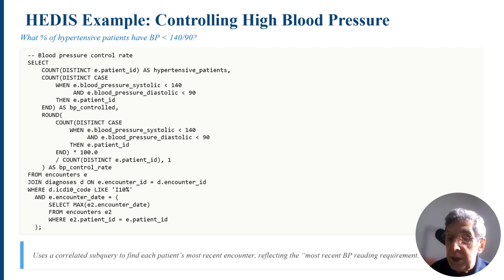This is a real HEDIS requirement. Blood pressure control is measured at the most recent reading, not an average or at some random visit. This ties directly back to the correlated subquery pattern that we learned earlier this week. So this is a great example of how the skills from earlier parts of the week connect to the real-world applications. Without understanding correlated subqueries, you could not correctly implement this measure.